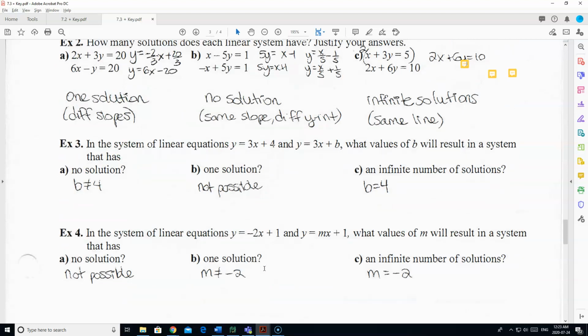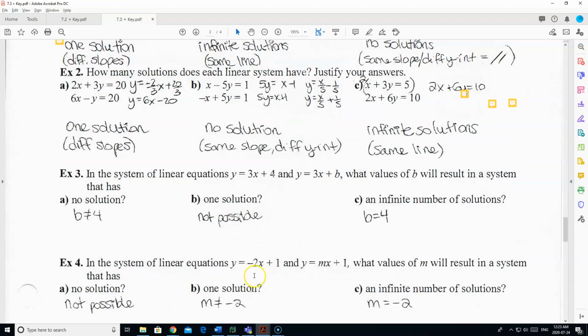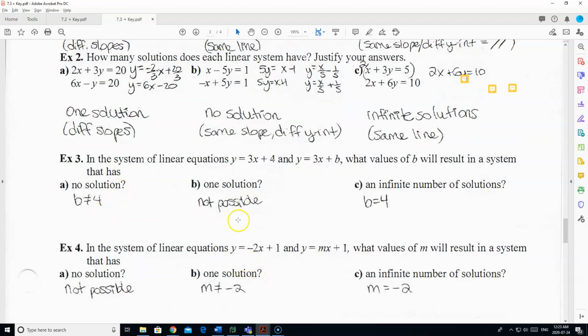Okay, so let's look at the last one, there's actually quite a bit more. Let's look at example 3, and I think I'll just leave it uncovered, and we'll just talk about how they get these answers.